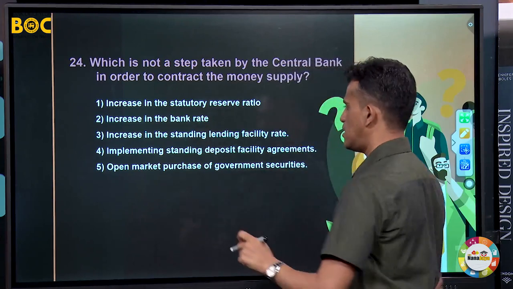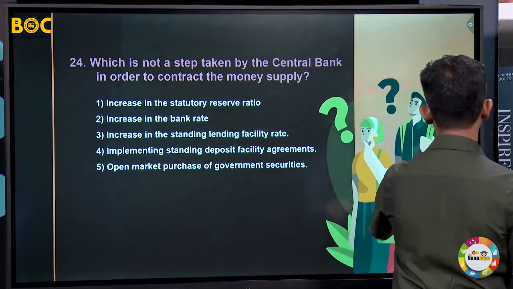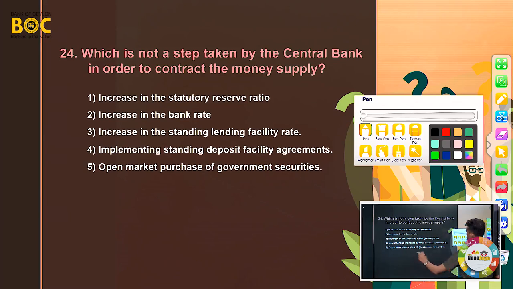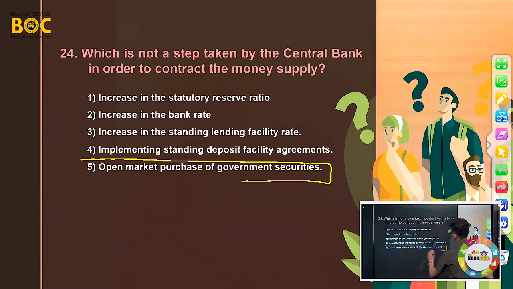So it is not leading for the money supply to go down, but it is leading for the money supply to go up. So therefore, this is the step which is leading for the money supply to go up, not that the money supply decreases through that.